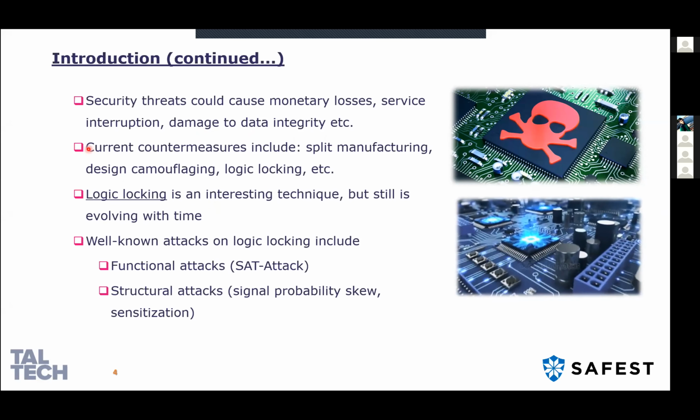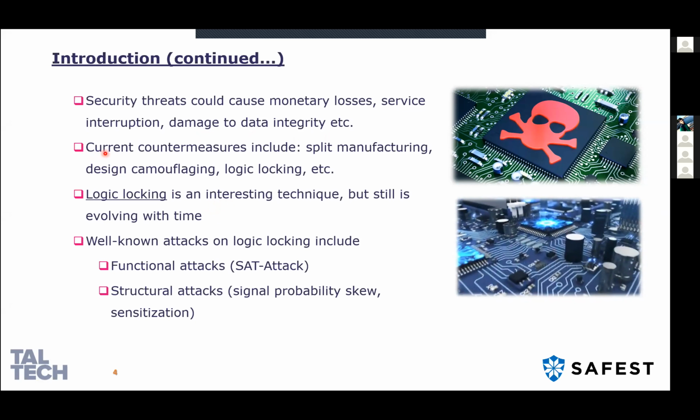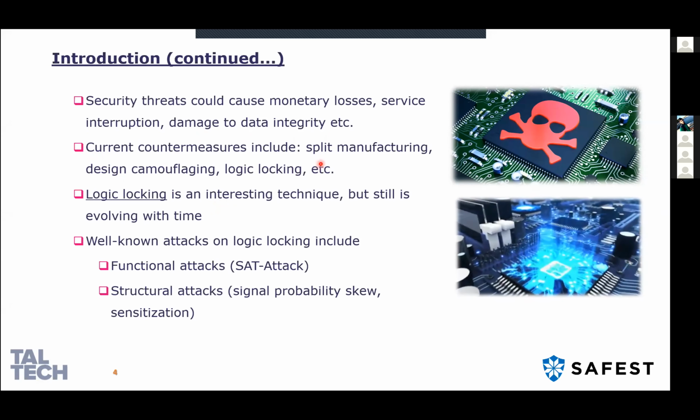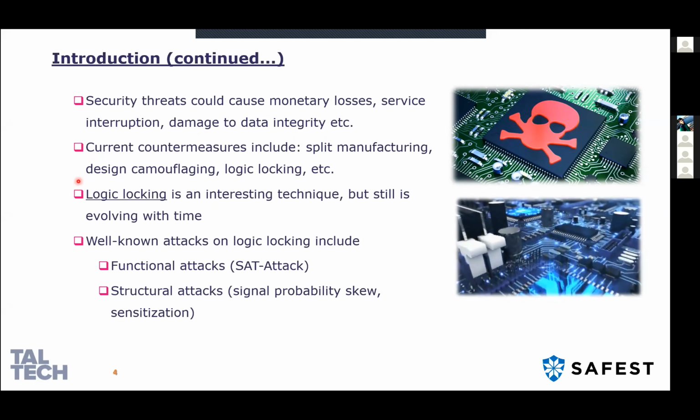To cope with the aforementioned security threats, the current countermeasures include split manufacturing, design camouflaging, logic locking, etc. Logic locking is an interesting technique, but it is still evolving with time. The well-known attacks on logic locking include functional attacks and structural attacks. Concerning the functional attack, we have the SAT attack, and a lot of work is going on this type of attack. Concerning structural, we have signal probability skew, SPS, sanitizer and fault injection-based attacks, and many more.